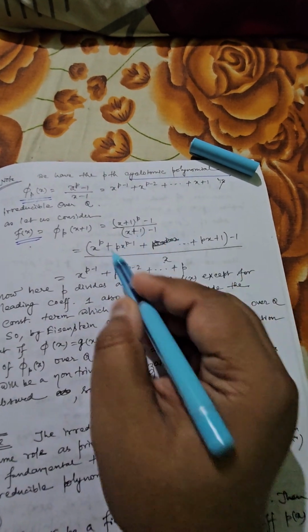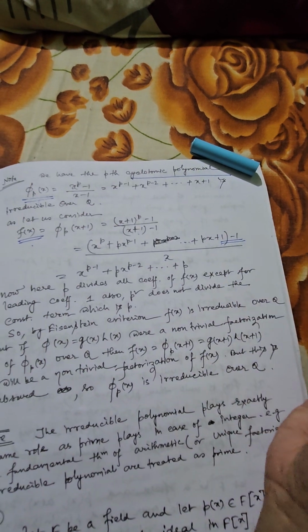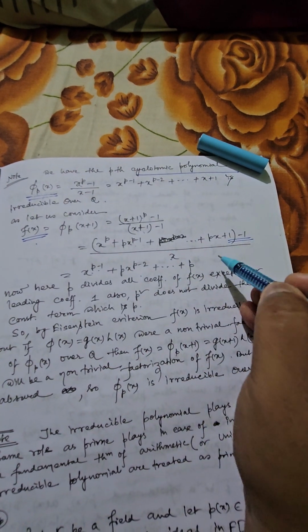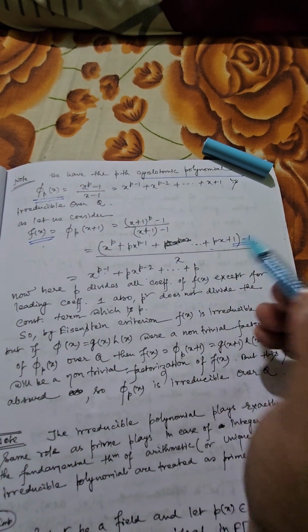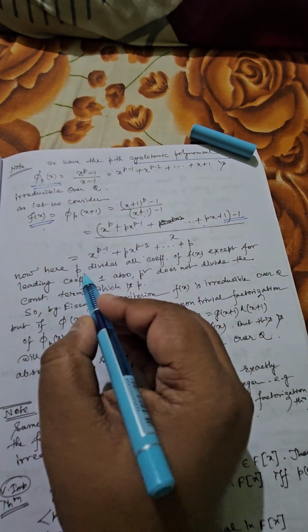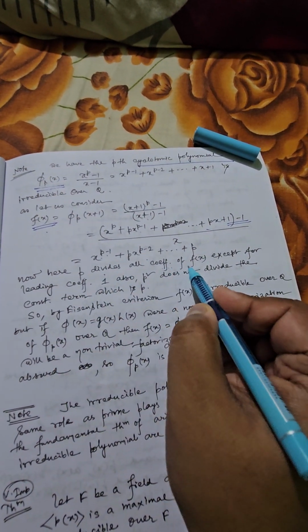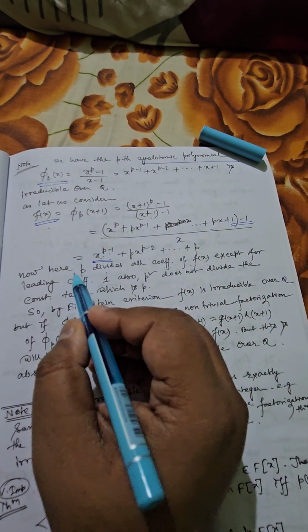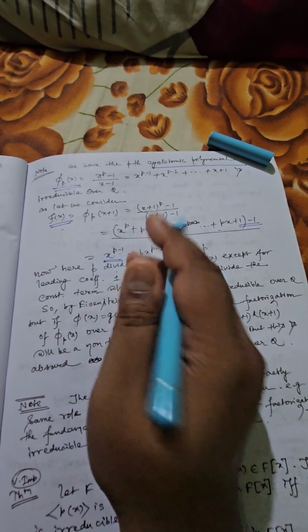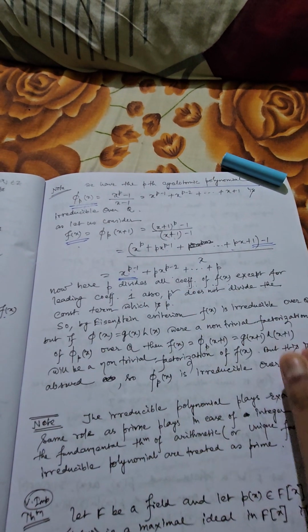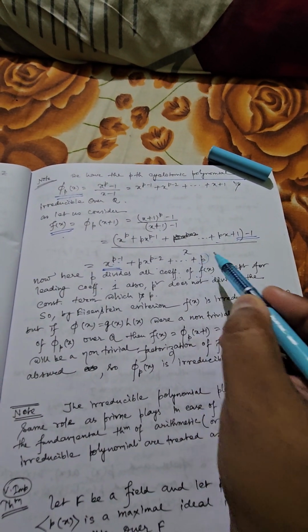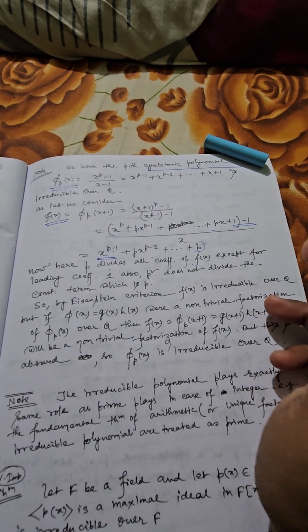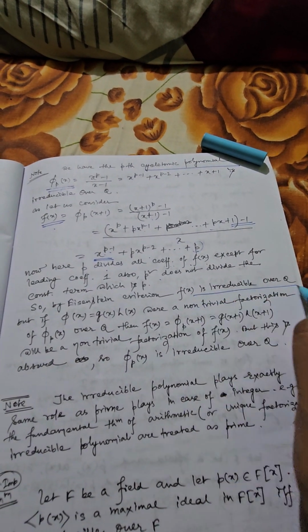Now divide the entire expression by x. Already you can see 1 and −1 will be cancelled. So x^(p−1), p x^(p−2), continuing in this way, the last term should be what? px by x, that is p. Now you can easily understand p will divide all possible coefficients of f(x) except the leading one, because everywhere p is available. The leading coefficient is 1, so technically p cannot divide it. Also, the last constant term is p, so p² cannot divide the constant term. Then by Eisenstein criteria we can say f(x) is irreducible over Q.